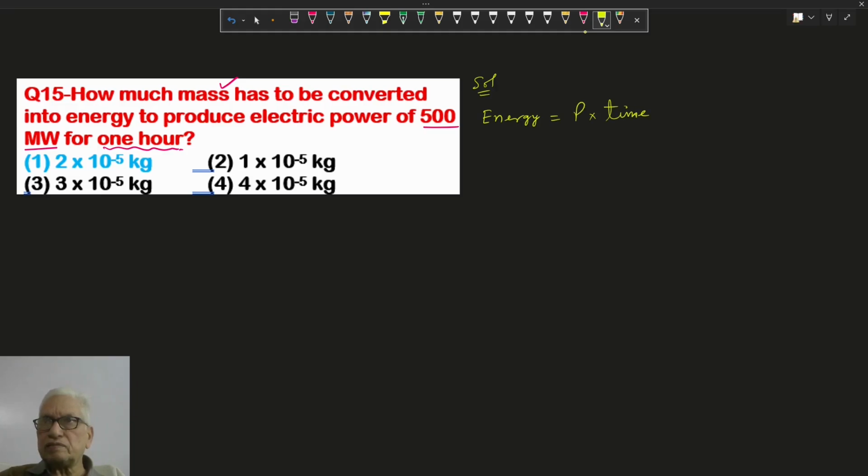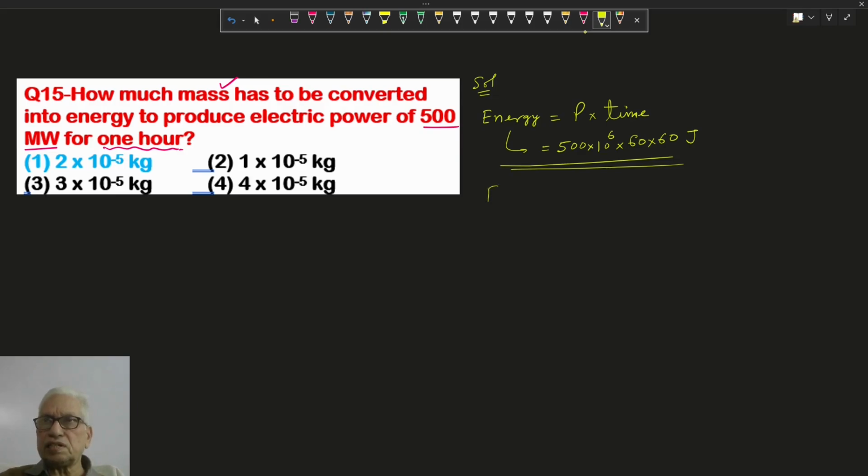So here power is given as 500 megawatt, converting into watt, and time will be in seconds. So 1 hour means 60 into 60. This is the formula of the energy, and this is the energy required here. Now we have to find the mass.